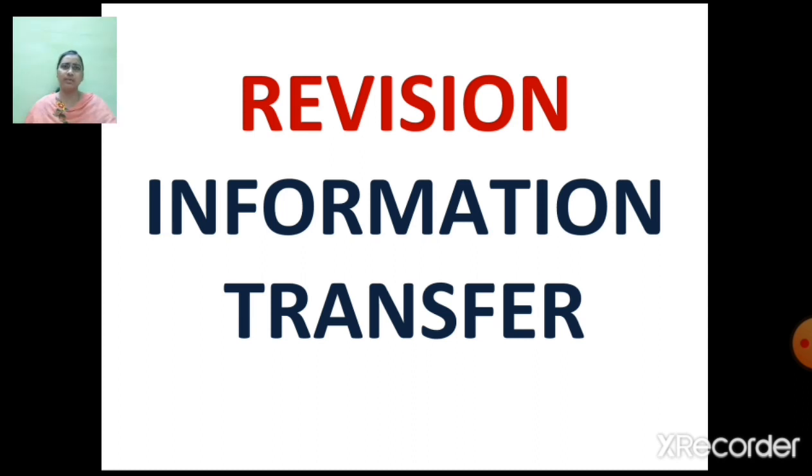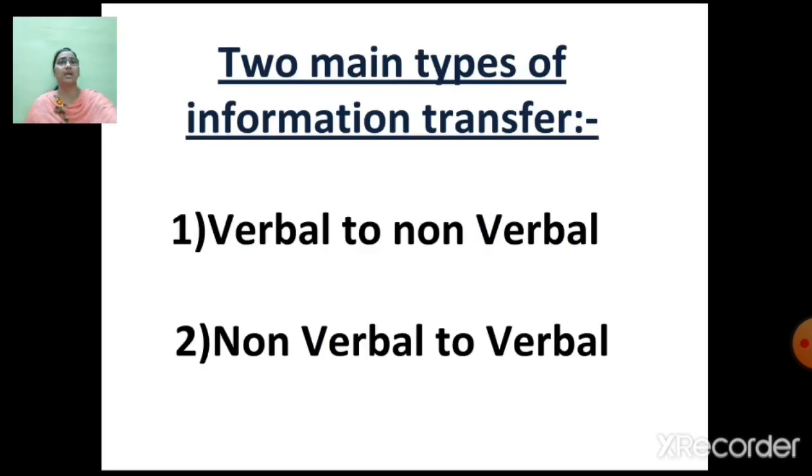Now students, we are going to start with the composition topic, that is information transfer. Do you all remember what information transfer is? Yes, information may be in the form of text, picture, graphs, flowcharts, tables, etc. The conversion of information from one form to another is called information transfer. There are two main types: verbal to non-verbal and non-verbal to verbal.